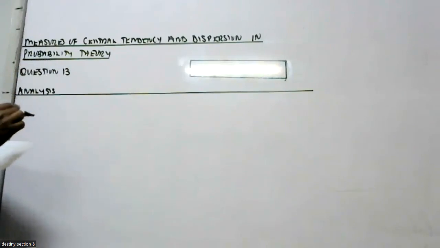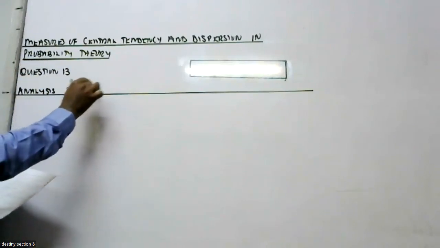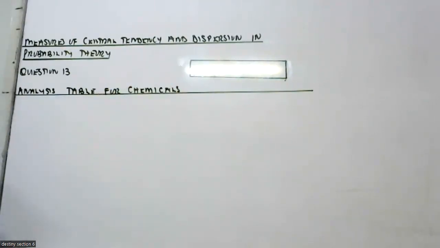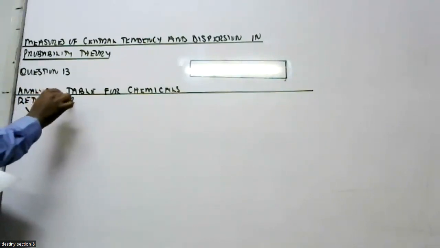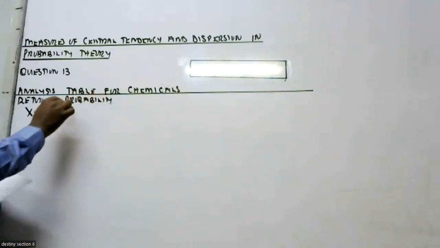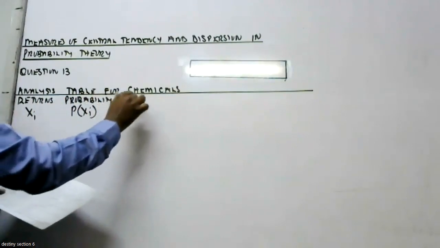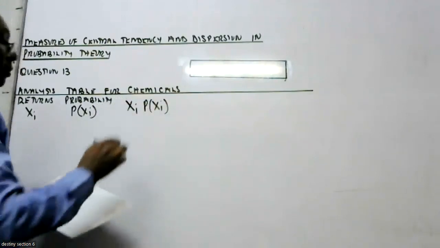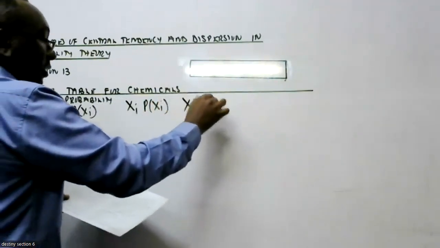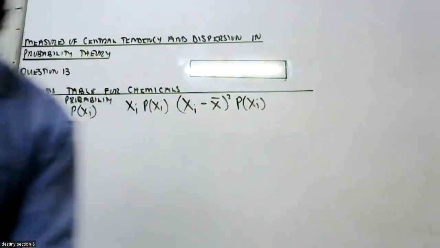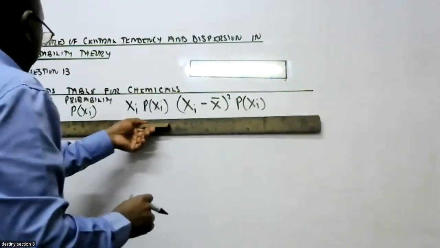So the analysis table for chemicals. I will have the returns here, and the returns become my xi. Then I will have the probability of xi. Then a column where xi is multiplied by the probability of xi. Then a column where (xi minus x bar) squared is multiplied by the probability of xi. Those are the columns that I need to have.